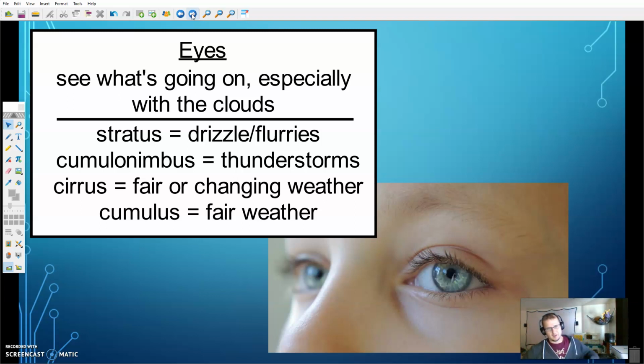A cumulonimbus cloud, or the just gigantic, gray, puffy, mean-looking clouds, those ones are usually going to bring a thunderstorm. Cirrus clouds, so just kind of the light and fluffy, feathery ones in the sky, mean that you're going to have pretty nice weather, or possibly that the weather's changing, because that could mean that there's clouds starting to build to bring in a storm, or clouds that were there are kind of fading away. But the cirrus clouds are going to mean you're going to have some kind of fair weather. And then the cumulus clouds, the big puffy ones that look like cotton balls in the sky, are just going to mean fair weather.